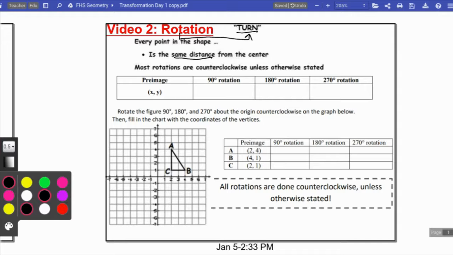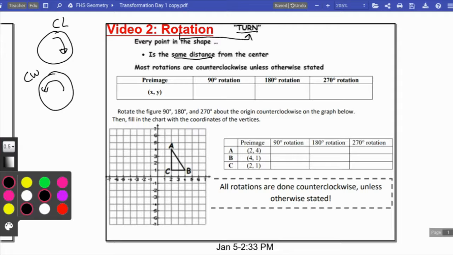When you turn something, you can go clockwise, like the way the clock goes, or we can go counterclockwise, the way the clock does not go.